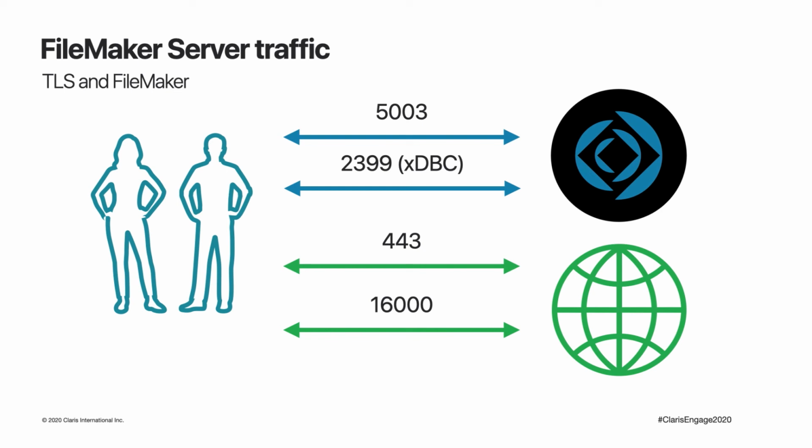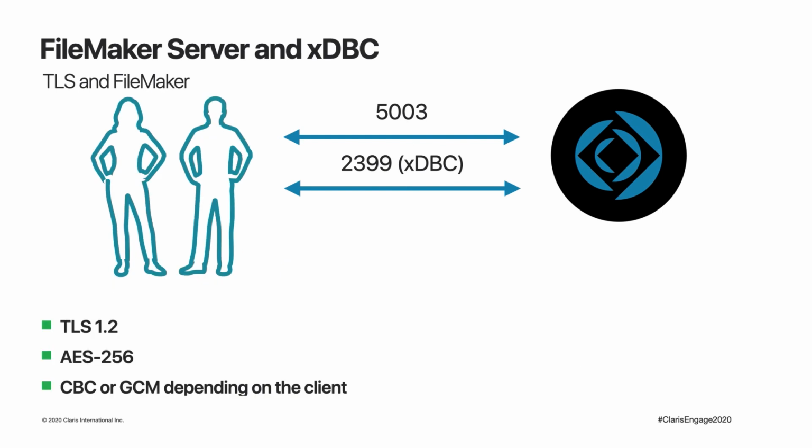Let's have a look at each individual component. First of all, let's have a look at the FileMaker Server and ODBC data traffic. This traffic is encrypted by TLS 1.2 and modern cipher suites. So this is okay.